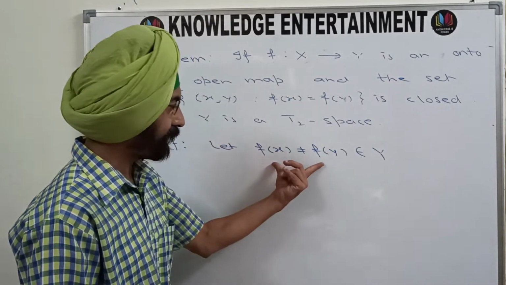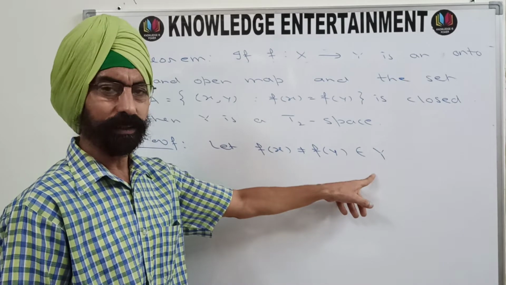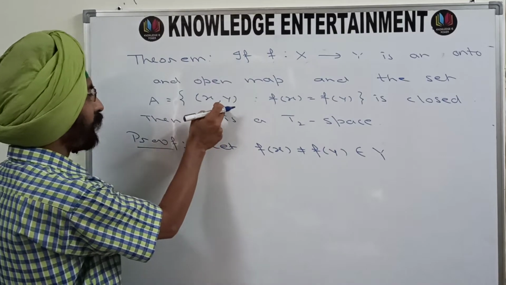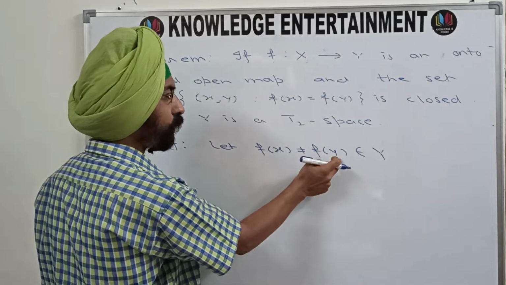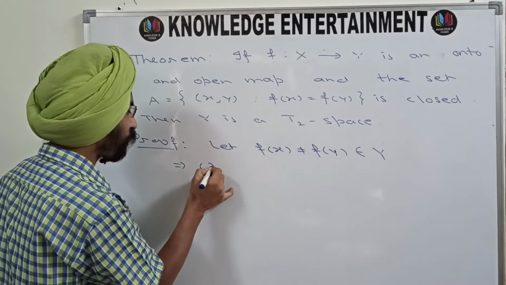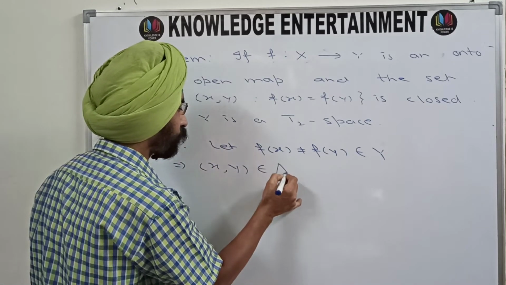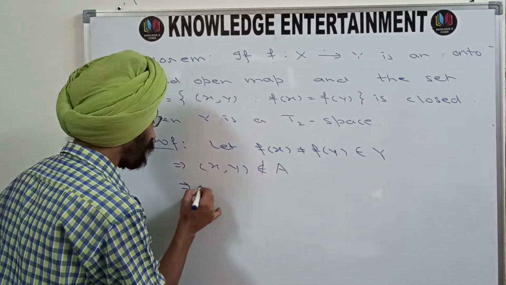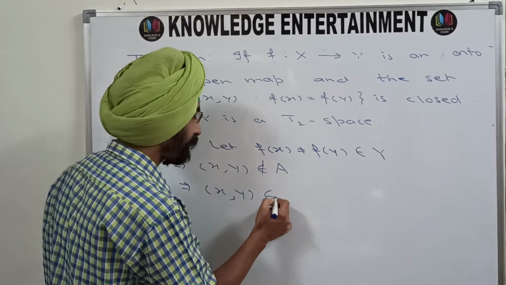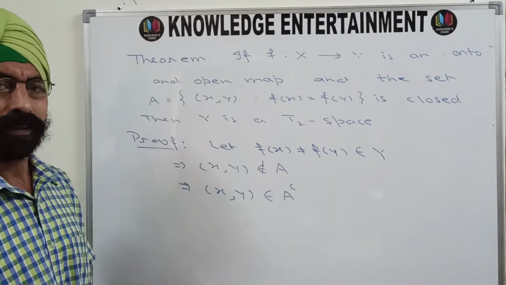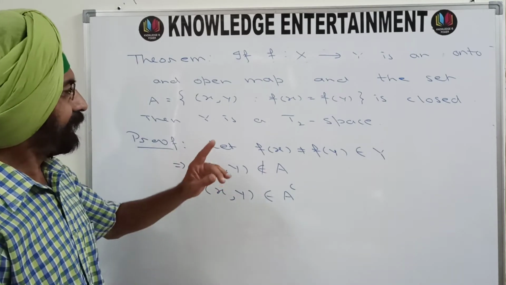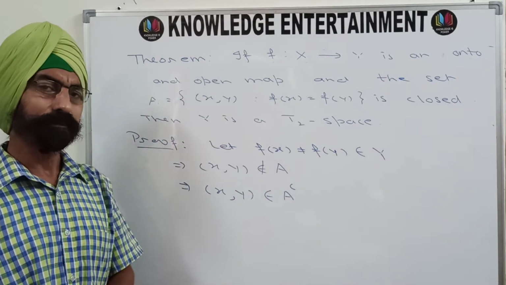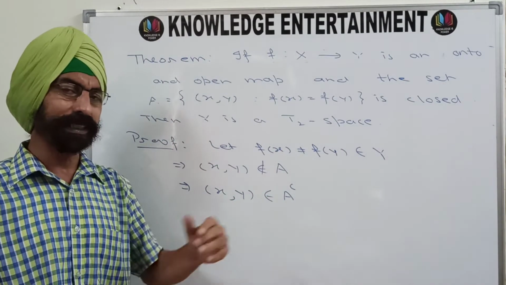So I have taken two points f(x) and f(y) from the set Y. Now if f(x) is equal to f(y), then (x, y) belongs to A. Here f(x) is not equal to f(y). This means your (x, y) does not belong to A, and where is this point? This is in A complement. A is given to be closed. That means A complement is open. So this is a point of an open set.